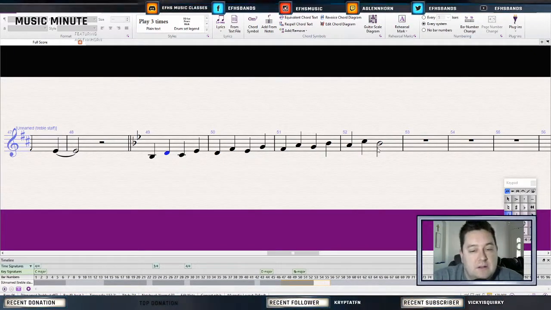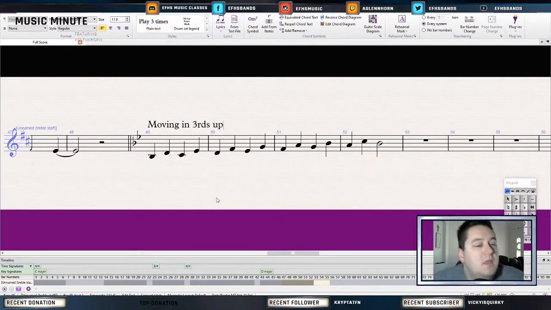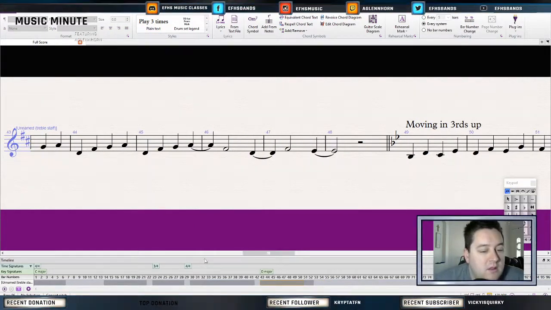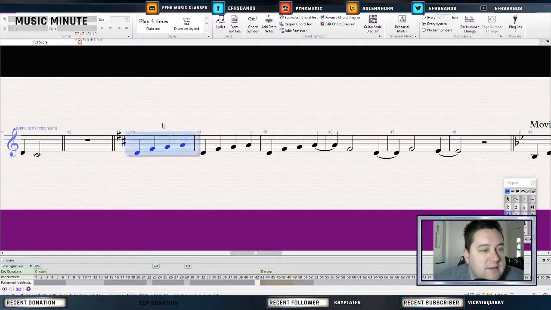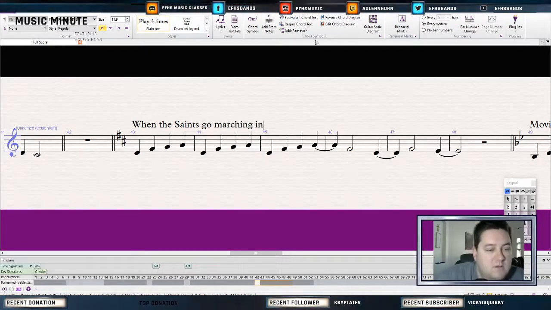It's just looking at it and trying to figure it out. When you're sight reading for pitch, don't necessarily try to go instantly. We'll give people a hint here. Moving in thirds up. Just that way. And I guess we should tell them what this was called too, right?